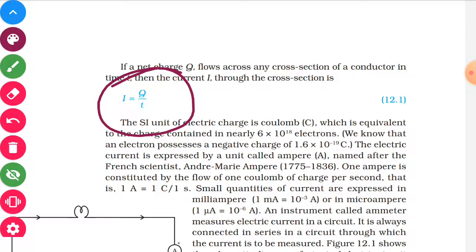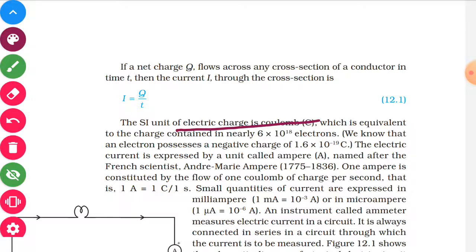That was explained when I took the example of water flow. If the amount of water is 5 liters in 10 seconds, then we can say 5 upon 10, that is 1 by 2 liter in 1 second. Similarly, the amount of charge is Q in time T. So Q upon T, the amount of something flowing divided by the time interval, gives you the rate of flow of that quantity.